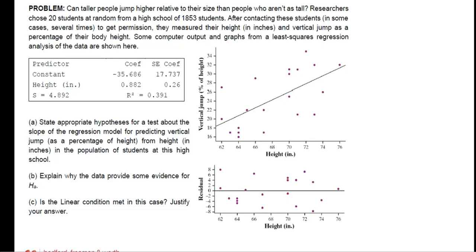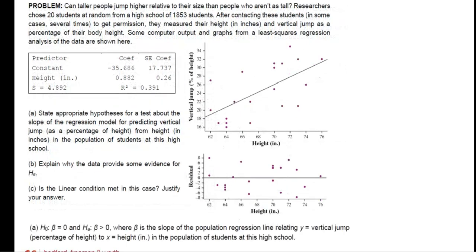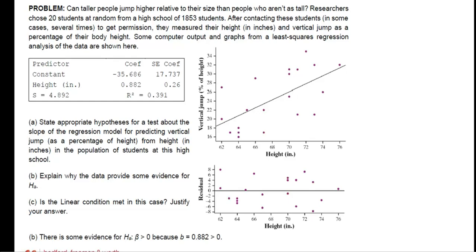What's the appropriate hypothesis? So the null hypothesis would be beta is 0. And I think the alternate would be beta is greater than 0, right? We think there's a relationship, where beta is the slope of the population regression line when y is the vertical jump, and x is the height in the population of students in high school. Explain why the data provides some evidence. Well, the slope of the regression line is 0.882, which is greater than 0. So we think we have some evidence.